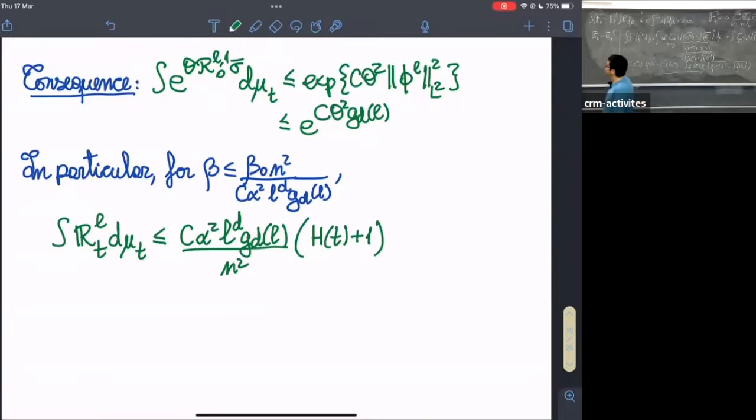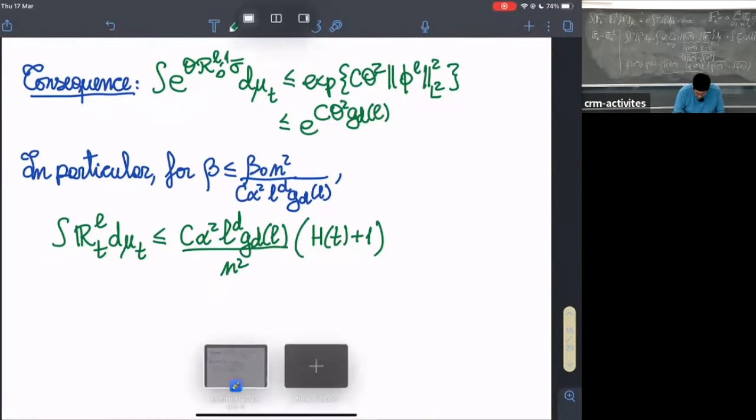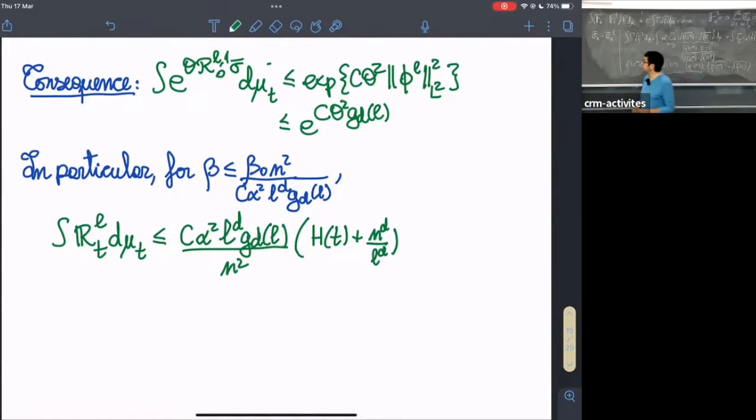Okay, so then you discover that the right beta to consider here is that one. And you get an estimate which is very similar. Here is a small mistake, but it doesn't really matter. So you get the same estimates as before in the part of the entropy, but you get a prefactor that depends on the mesoscopic scale and has an n squared below.